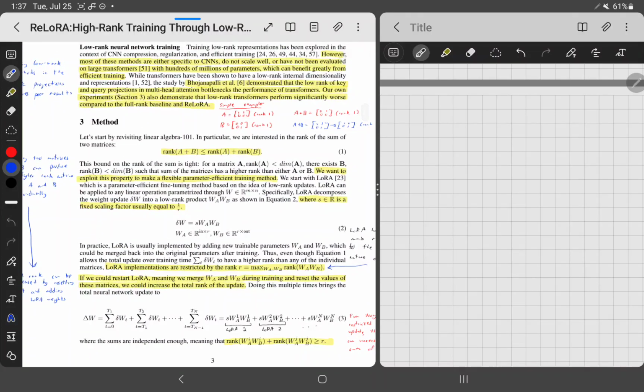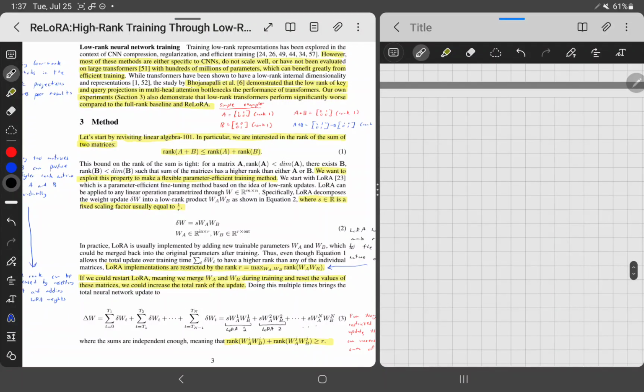They mention this idea in linear algebra. Let's start with revisiting linear algebra 101. In particular, we are interested in the rank of the sum of two matrices. So this fact right here is an important fact because what it's saying is the rank of A plus the rank of B is going to be greater than or equal to the rank of the matrices added together.